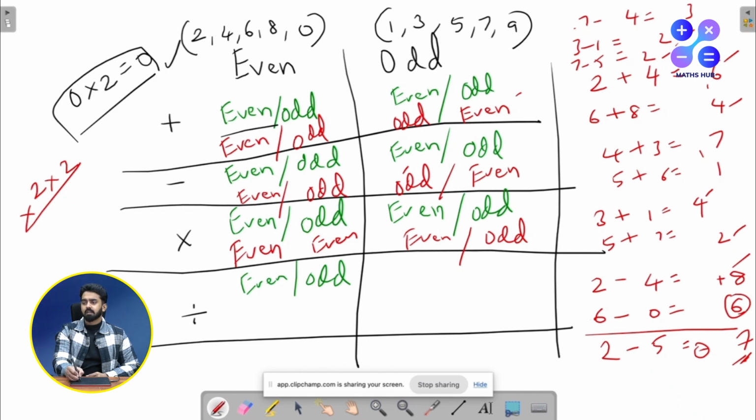If you subtract the 7 and a 5, you're going to get a 2 again. So subtracting two odd numbers will always give you an even number. Great. Now what about multiplication?